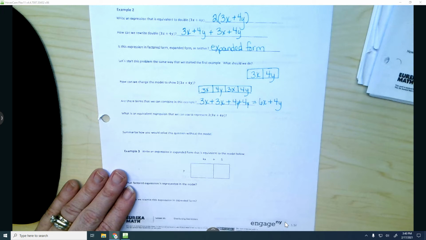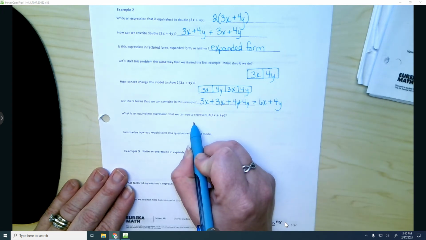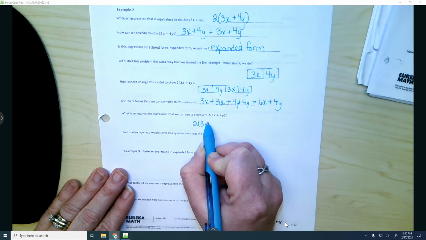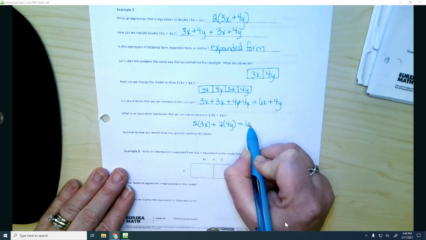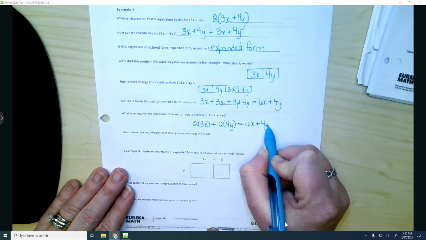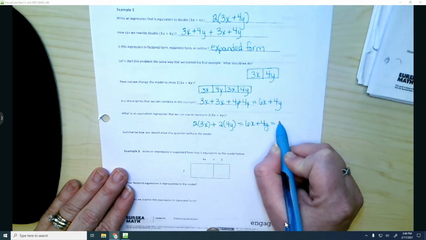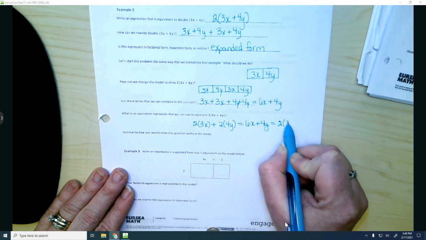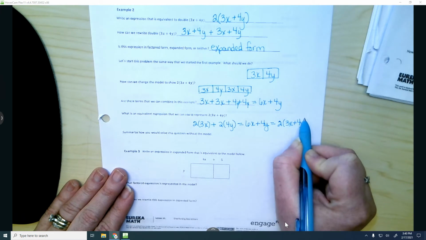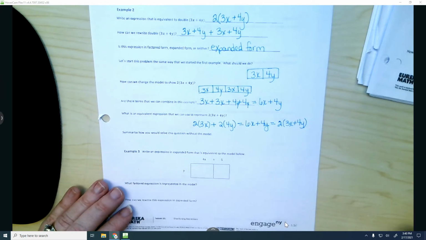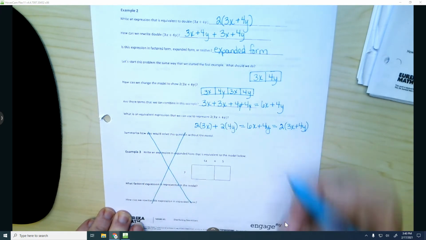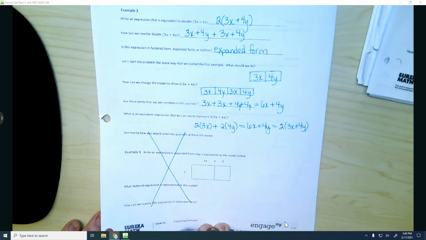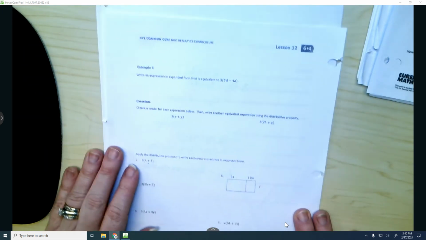So what can we say about these being equivalent? We can say that 2 times 3x plus 2 times 4y is the same as saying 6x plus 4y. And you could even say that's the same as saying what we started with in the beginning. All right, we're going to skip the rest of that page. Let's go to the back side. Now we have 3 groups of 7D and 4E.